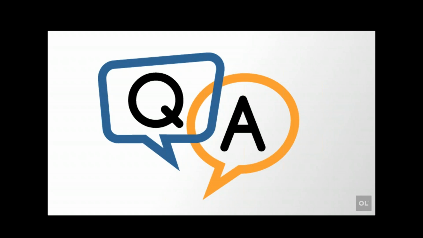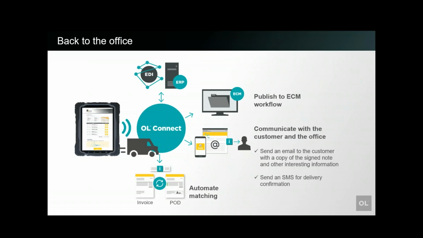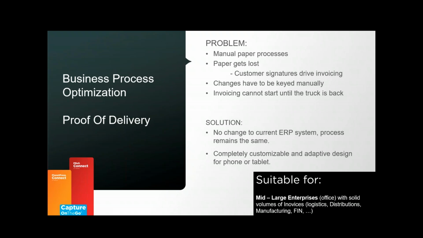So for those of you who decided to stay, we'll just show one other demo. That's proof of delivery, which basically has several issues. One of them is that the process is manual. Papers get lost. Even if they don't get lost, they are very, very slow.